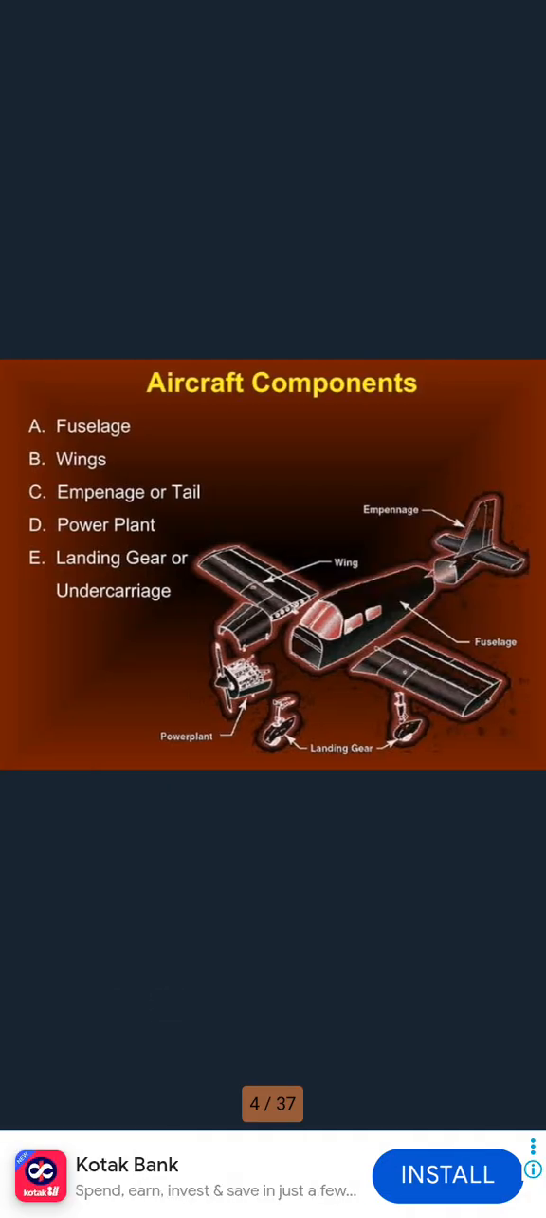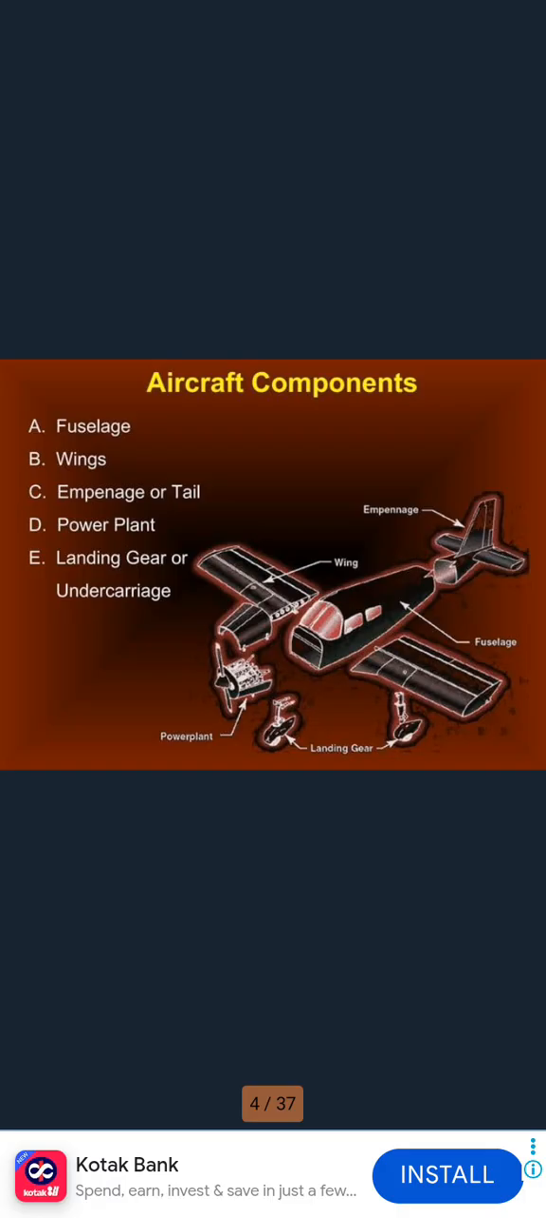Aircraft components. Fuselage means the central body holding the passengers and cargo, which acts as the main anchor for the wings, tail, and engines. Wings are airfoils that generate lift. They rely on heavy spars to support bending loads and ribs to maintain their aerodynamic shape.